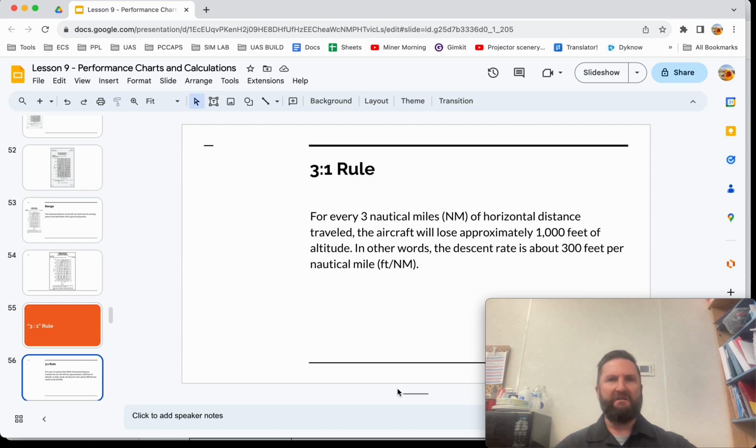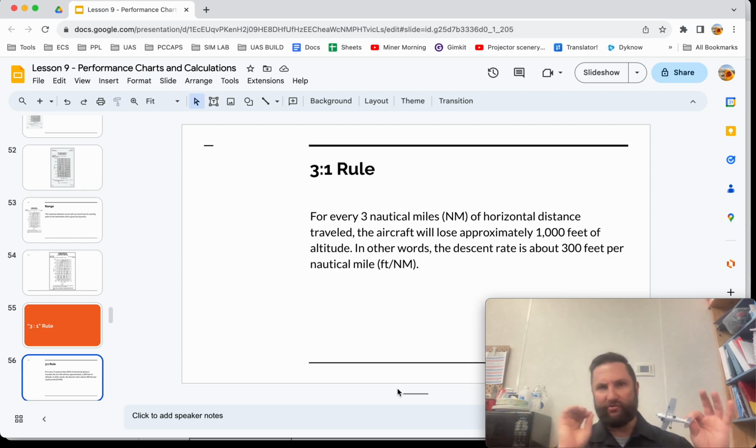Is it perfect? Nah. You've got to kind of fly a certain profile in the airplane to make it work all the time. But I fly the same profile just about every time. I go 1,800 RPMs in the Skyhawk. I put about 3 to 5 degrees nose down, and I just cruise on in there. And I use that 3-to-1 rule, and it works really well.